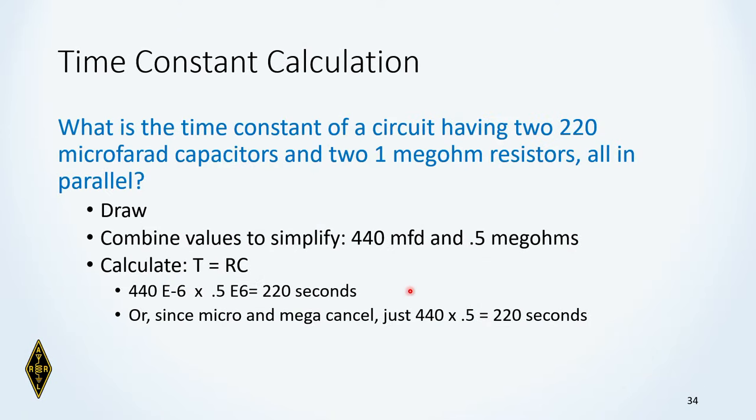So I went through the steps here of how we could actually calculate that on our calculator, but 440 times 0.5 you can do in your head. The microfarad and megaohm portions cancel, so half of 440 is 220. There's another little trick here. The value of the capacitor, 220, happens to be the answer. So you can just look at this one and say, oh yeah, I remember what Dave said about that. The answer is going to be 220 seconds.